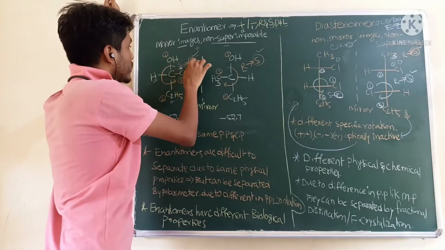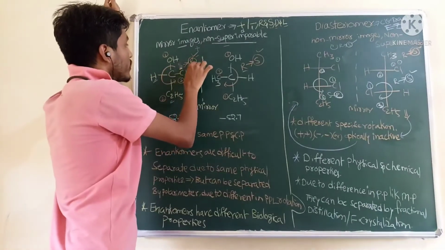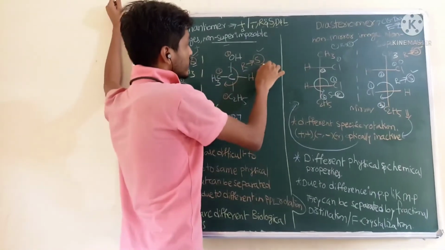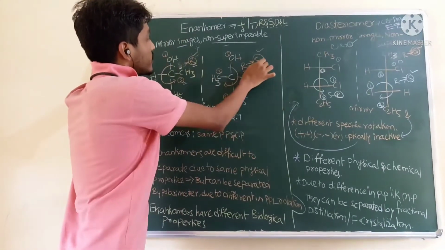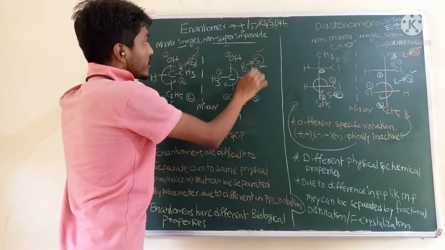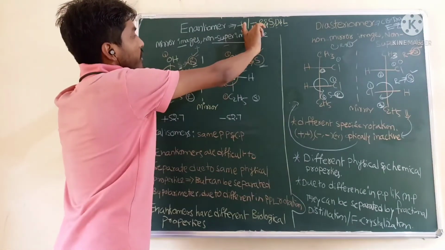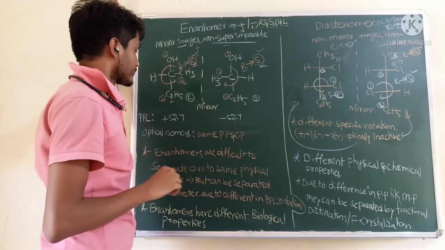Anti-clockwise, yes. Then due to the presence of the lowest priority group on the horizontal, it is converted into R configuration. Like this is S configuration. This is the R isomer, this is the S isomer. R and S are enantiomers. D and L, small d, small l, are also enantiomers.